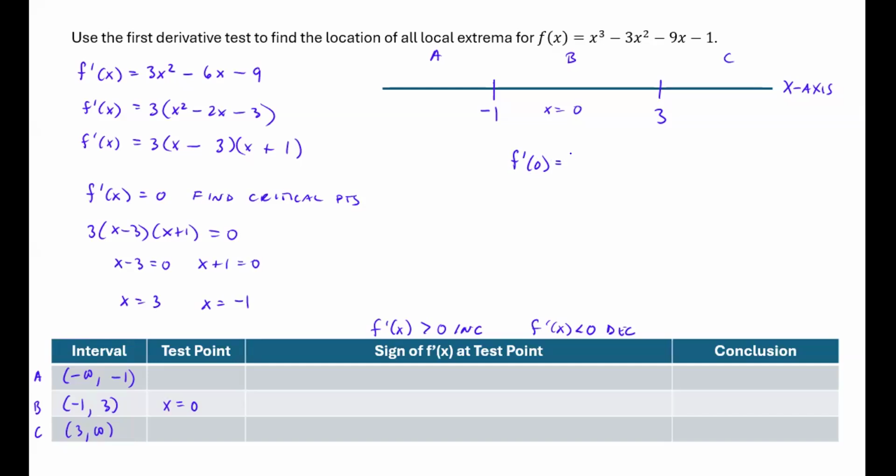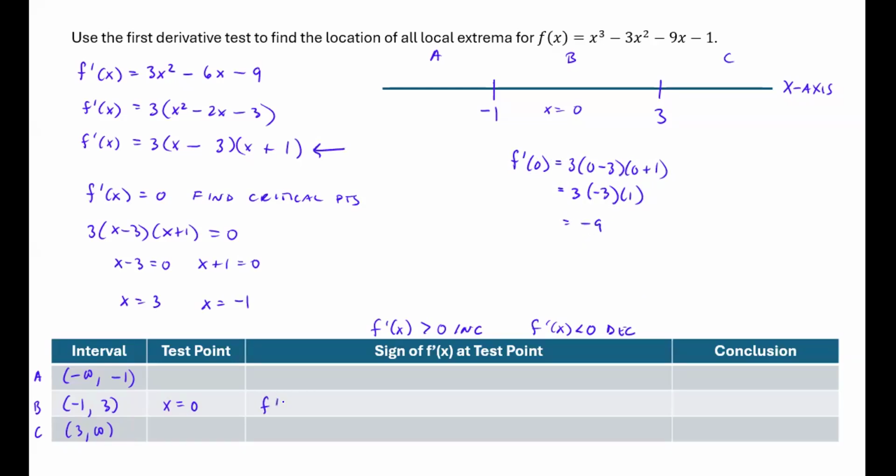So I'm going to plug it in here. I'll use the factored form. So this will be 3 times 0 minus 3 times 0 plus 1. I'm plugging it into this function, using the factored form here. So this will give me 3 times negative 3 times positive 1, which is going to give me a negative 9.